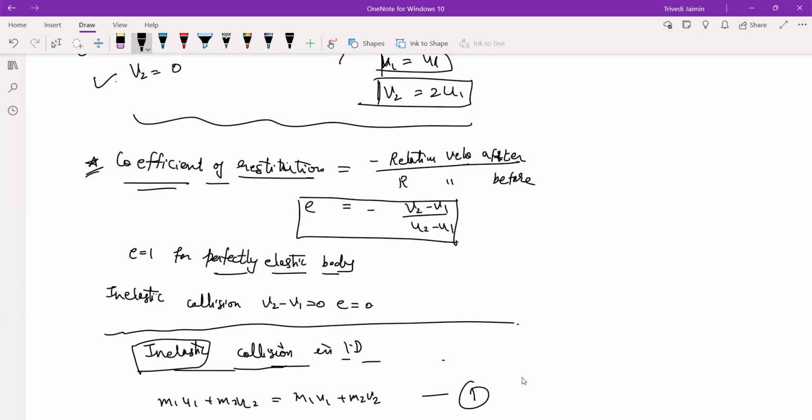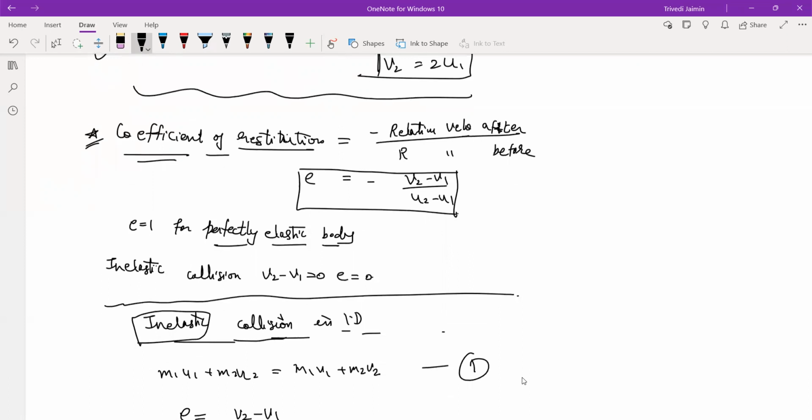Okay, which board are you in? What is your board? Which board are you studying? Telangana board. That means it's there, because the student whom I taught this was for the Telangana board only. That means even you have it.